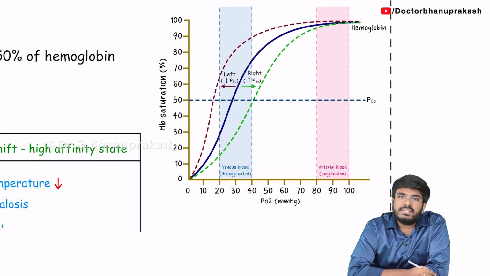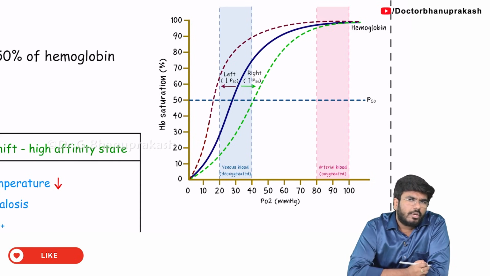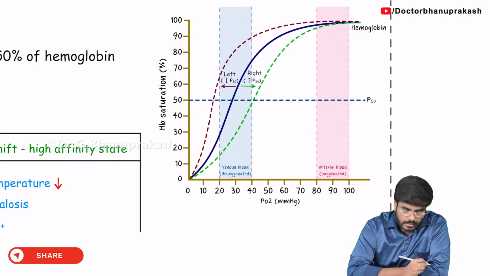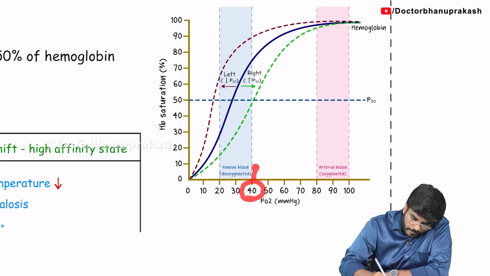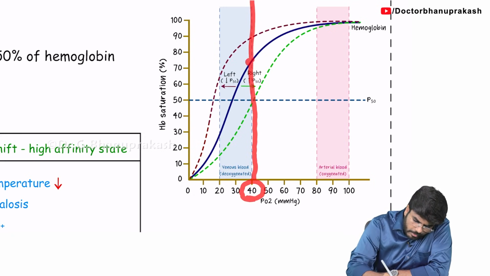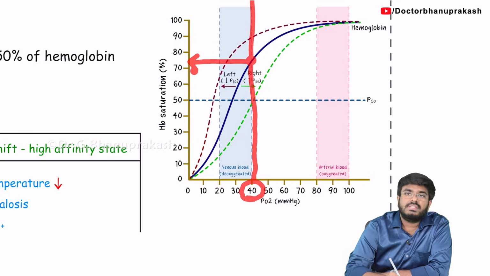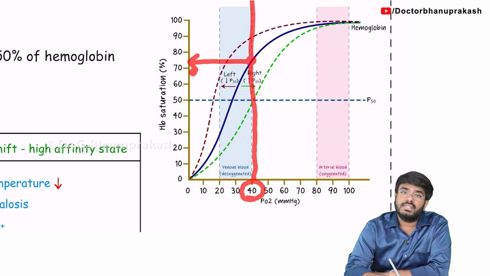Next, what we have seen at the level of tissue. At the level of tissues, when the blood is becoming deoxygenated, tell me, in the deoxygenated blood what is the partial pressure of oxygen? It is 40, right? So when the partial pressure of oxygen is 40, how much will be the hemoglobin saturation? Look here. Hemoglobin is 75% saturated, which means one molecule of oxygen is released to the tissues, because it's venous blood. So in venous blood, hemoglobin is carrying only 3 molecules of oxygen. One molecule is released to the tissue.